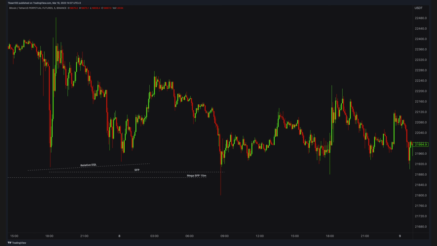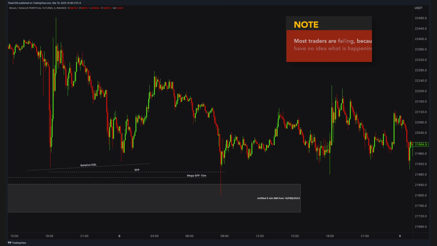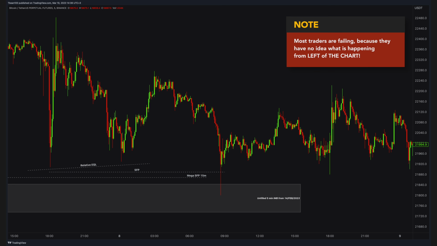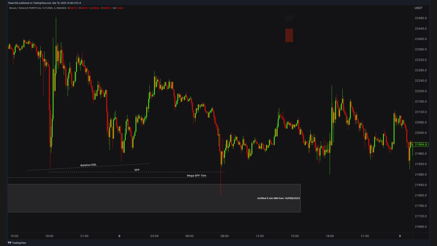Great. There is also an unfulfilled imbalance from the 14th of February, almost a month. Do you check the left of your chart? Probably not. I check it, and it does not matter, 10 years, I still check it. Too much liquidity hunted and imbalance tapped now. I can look for a long trade.